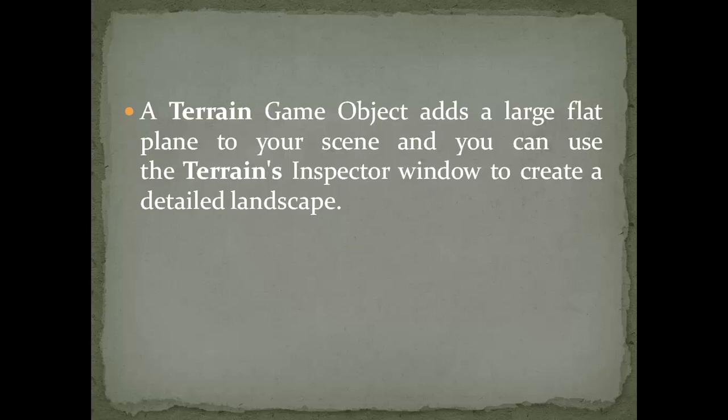Basically, the terrain game object is used to create any desert, forest, hilly area, or mountain area in our game. Using the terrain inspector panels, we can customize our terrain and create a very visually appealing landscape. We will see in Unity how we can create the terrain. Before that, I will show you one example from a game of how terrains look.